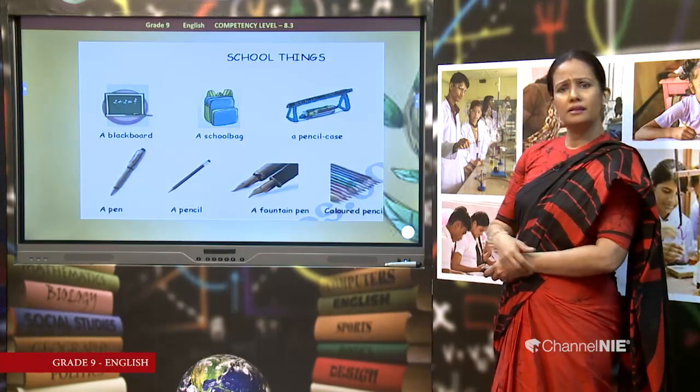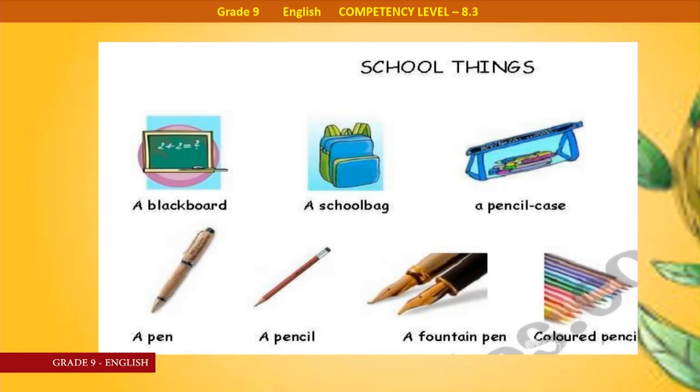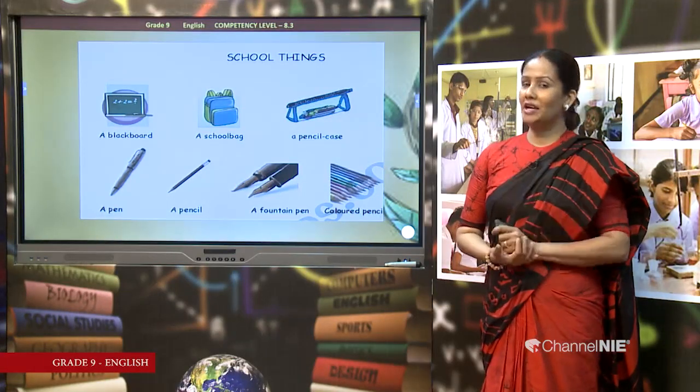So, now you can try your hand at describing some of these things, because these are related to school things. What is the first one? A blackboard. You may be having a blackboard at school, a school bag, a pencil case, a pen, a pencil, a fountain pen or we say ink pen. We put ink inside the pen and we write. We call it sometimes ink pen, but the correct English word is fountain pen, and colored pencils. So, these things we use in the school. I am going to help you there also.